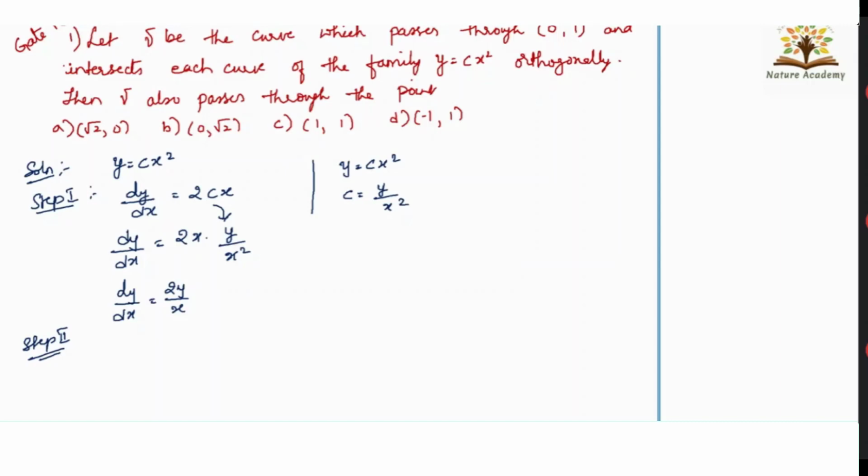Now step 2: you have to replace dy by dx with minus dx by dy. So replace it. Replace dy by dx equal to minus dx by dy. If this is 1, 1 becomes dy by dx equal to minus x by 2y. We have to just flip it and put a negative sign. Now do step 3, integrate it.